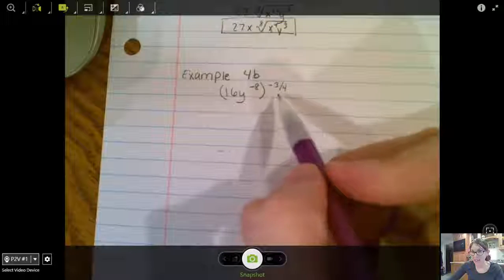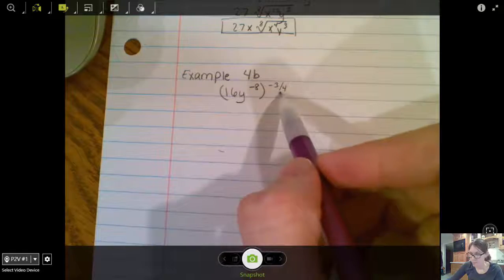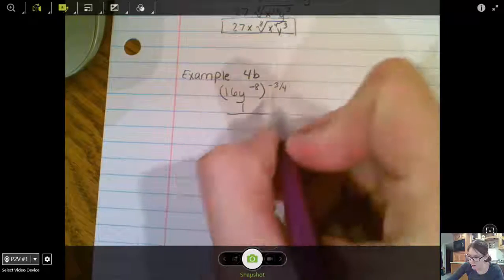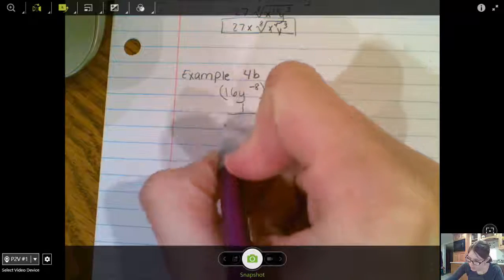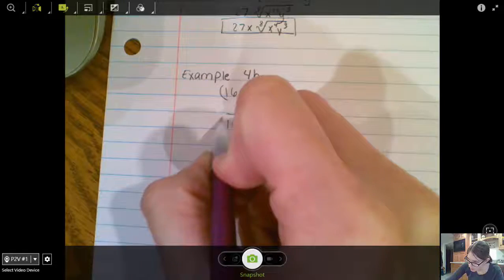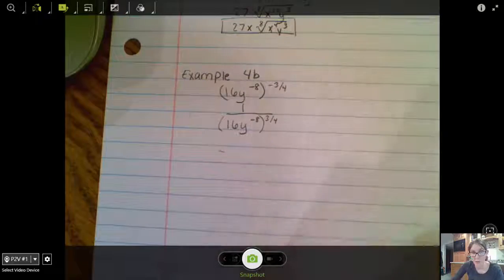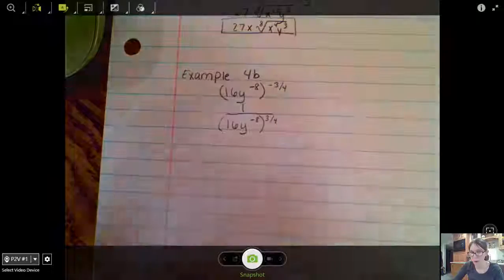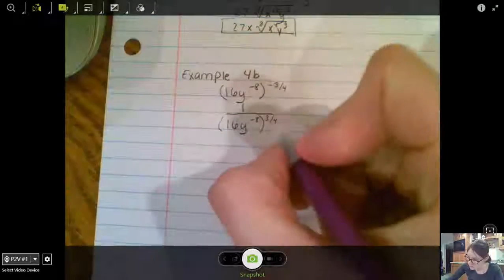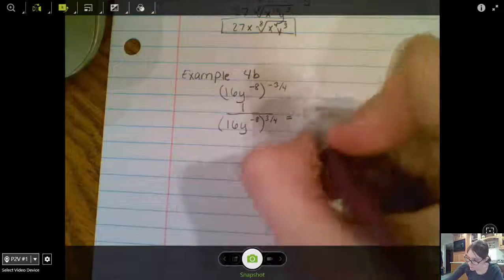Now again, I noticed that I have this negative exponent. So we could do our reciprocal thing before we get started. 1 over 16y to the negative 8, all to the positive 3/4 power. So we can do that. And then take each part to the 3/4 power.